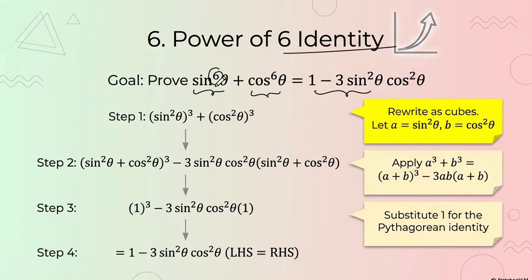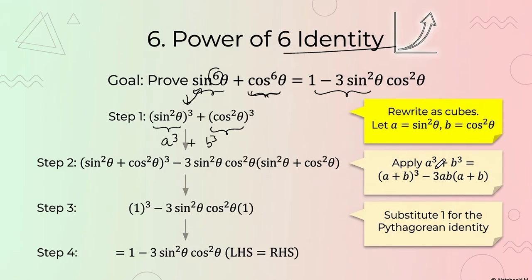How to write 6? If we break 6 in terms of 2 and 3, then we can write sin square theta whole raised to power 3. If you multiply, you will get again 6. Similarly, cos raised to 6 theta, we can write as cos square theta raised to power 3. Correct? So now we will apply the a cube plus b cube identity.